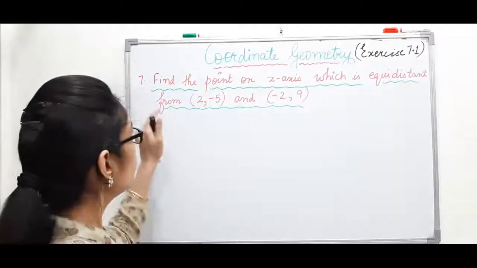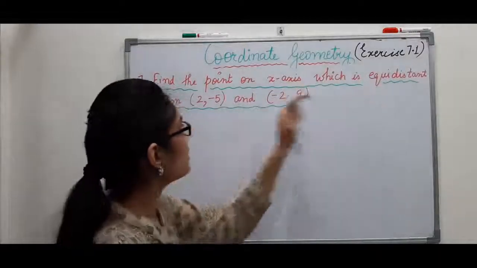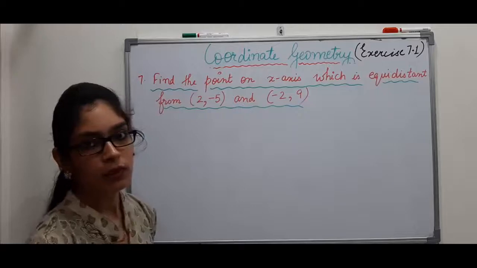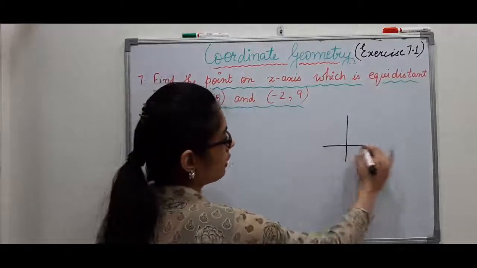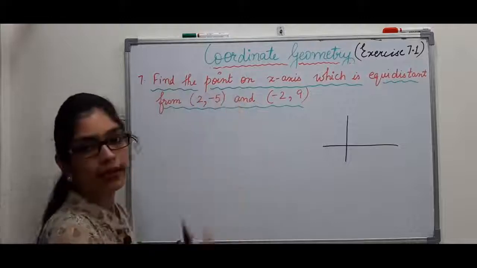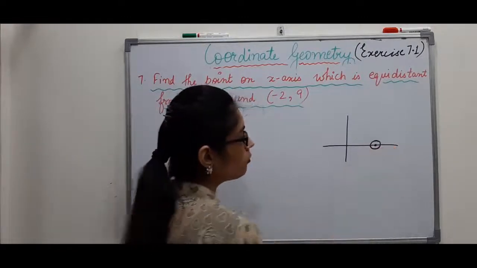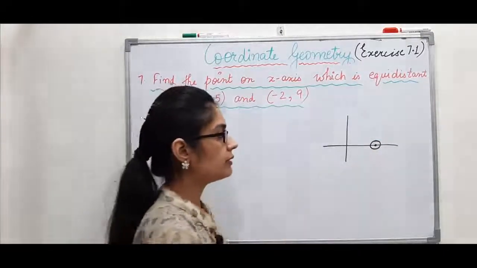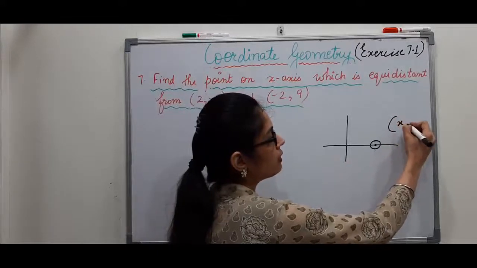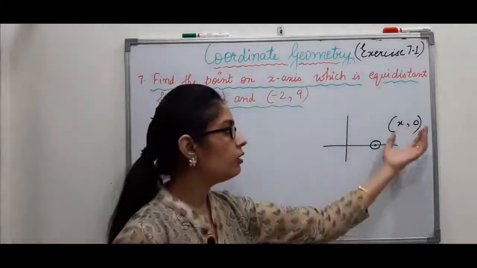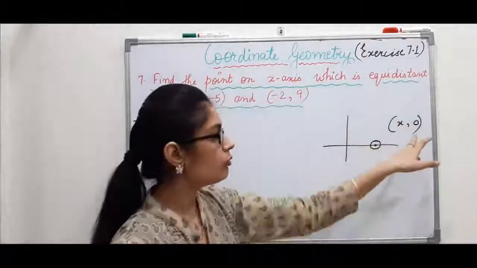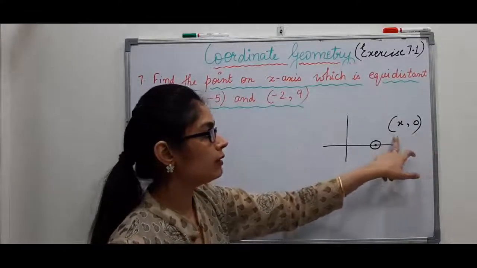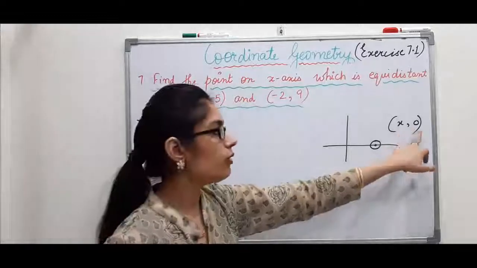7th question, you have to find a point on x-axis which is equidistant from these 2 points. So first of all, you have to understand what you have to find. So if this is your coordinates, you have to find a point on x-axis. So you have to find this point which is present on x-axis. So if any point is present on x-axis, on that point your y will always be 0, because in coordinates you have two values, one value for x and one for y. So if a point is lying on x-axis, you have to represent that point like this. So any value of x and the value of y will be 0.